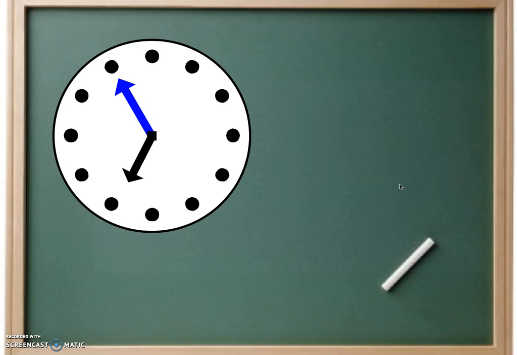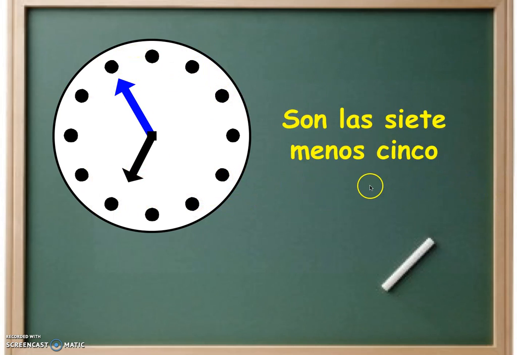Okay, now we go into menos. Now, menos is used when the minute is past 30. So whenever the minute falls on this side of the clock, it is used for menos. So right here we have son las 7 menos 5. It is 7 minus 5 minutes. 7 o'clock minus 5 minutes is 6:55.